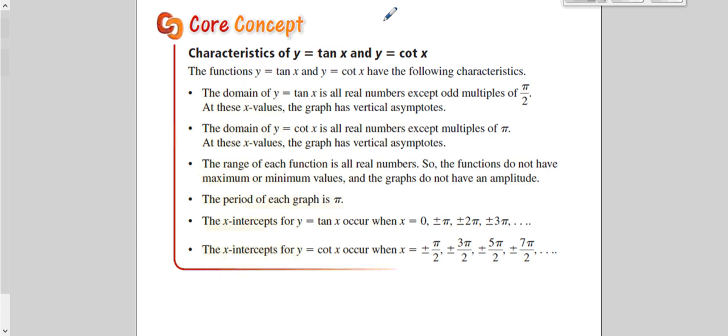Characteristics of these two graphs. The functions tangent x and cotangent x have the following characteristics. The domain is all real numbers except odd multiples of pi over 2. At these x values, the graph has vertical asymptotes. The domain of cotangent x is all real numbers except for multiples of pi. That's where the asymptotes are. The range is all real numbers, so they don't have a maximum or a minimum. The period of each graph is pi. This is really important. With sine and cosine, the period was 2 pi. With tangent and cotangent, the period is pi. And then they give you a list of where the x-intercepts occur.